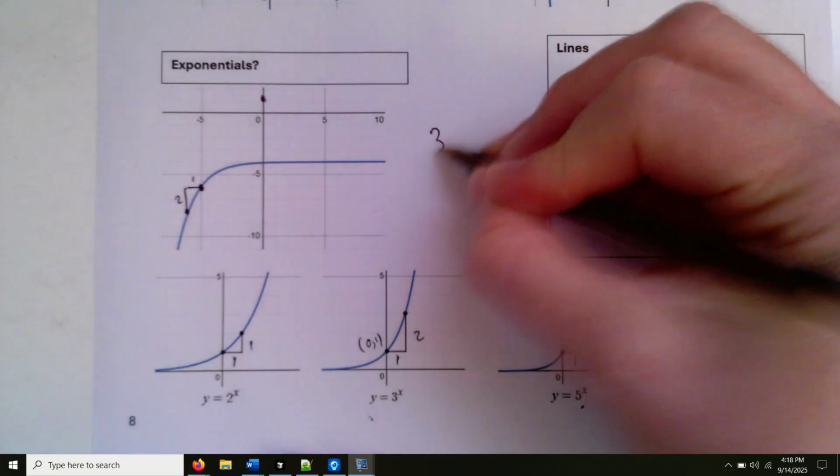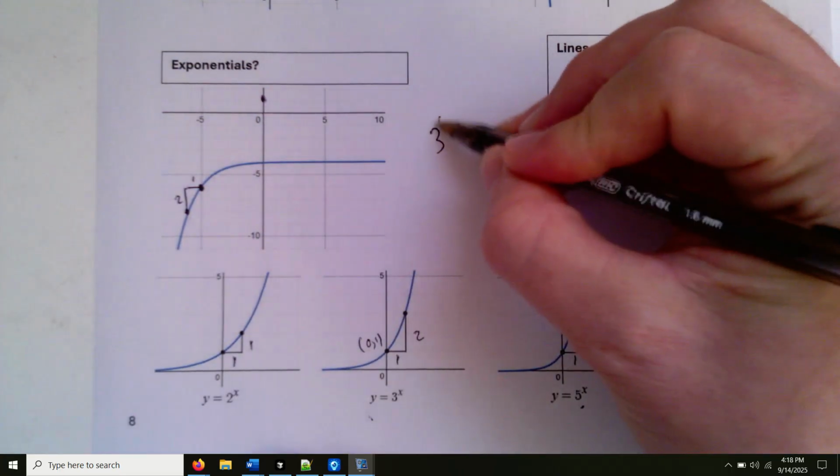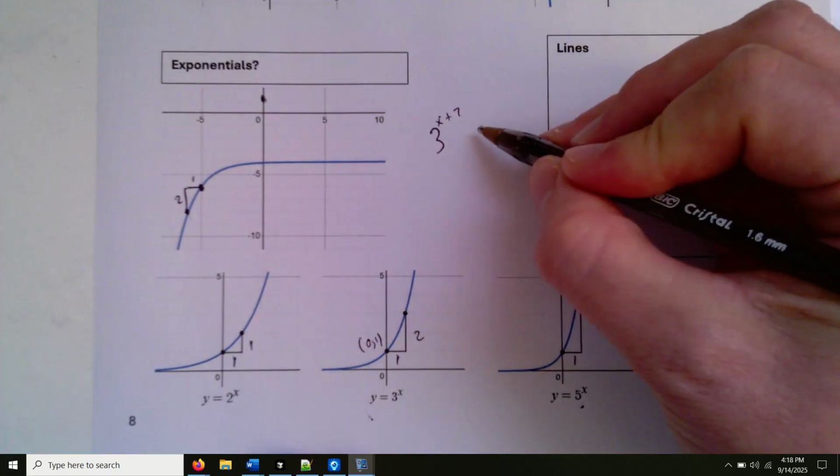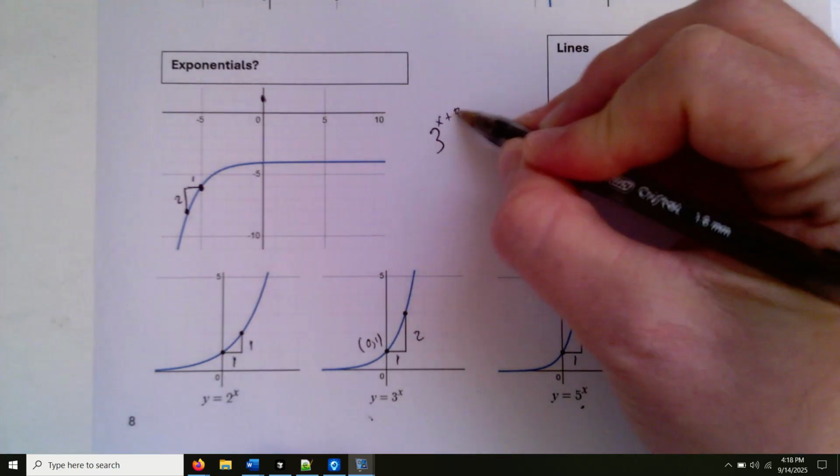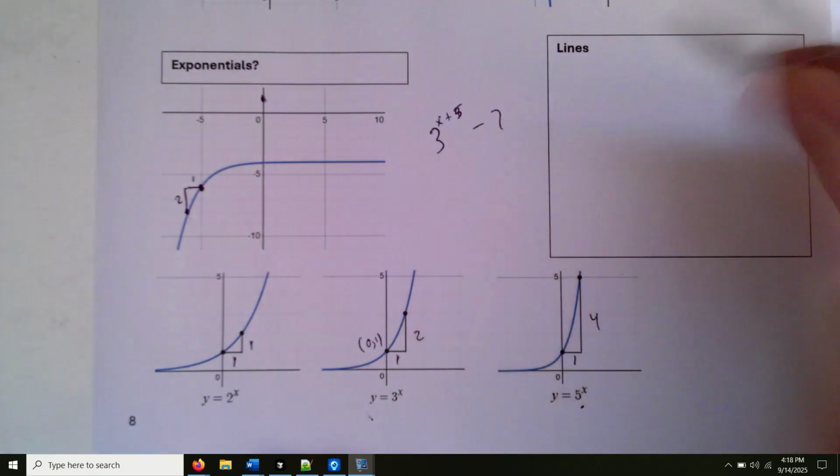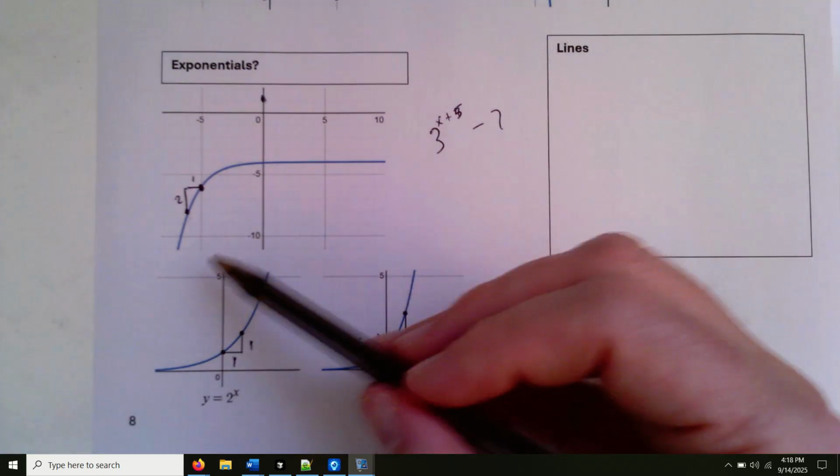So let's start writing it. Left by 5 would be x plus 5. Down, no, sorry, it was by 5. And then down by 7 would be minus 7. So that covers it.